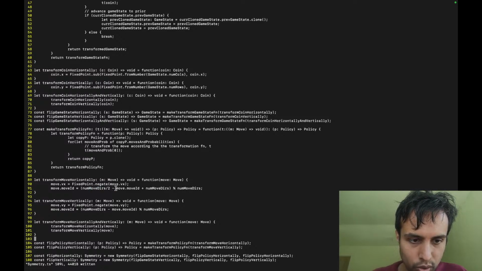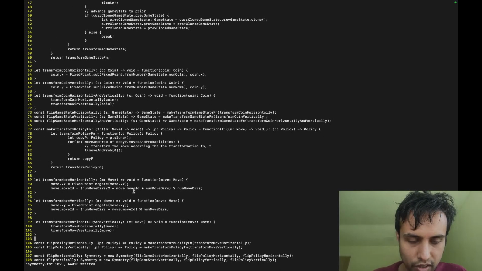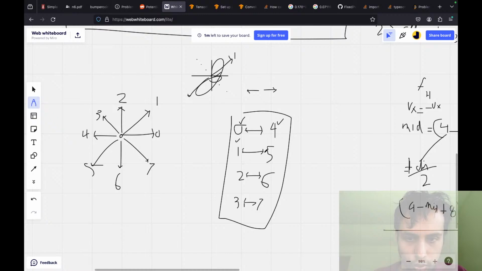So 4 minus 5, we're checking 5. 4 minus 5 is negative 1, plus 8 is 7. 7 mod 8 is still 7. So we have 7. Now we're plugging in 7 here. So 8 minus 7 is 1. And then 1 mod 8 is still 1. So 5 maps to 1.